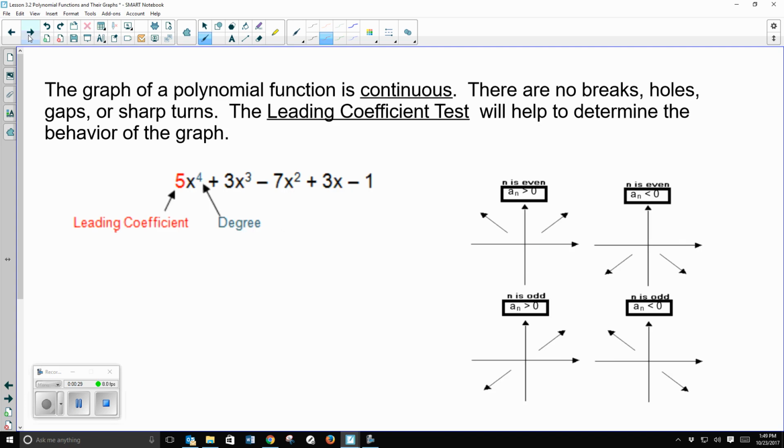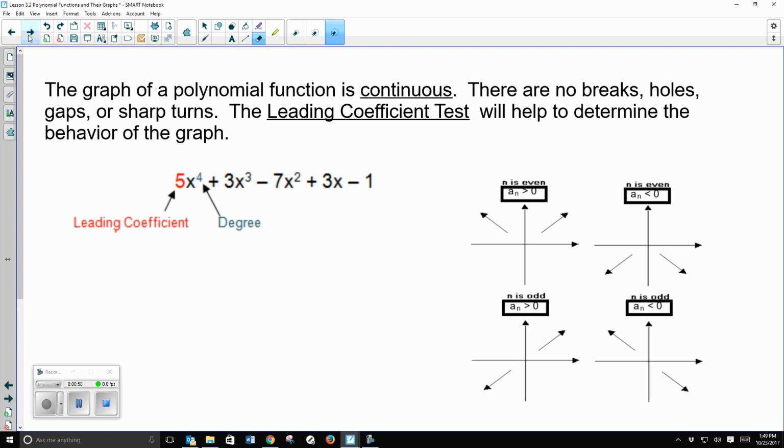The graph of a polynomial function is continuous. There are no holes, breaks, or gaps, just turns. The leading coefficient test will tell you. So here's what I do. Instead of trying to remember this, because this can be a little confusing, I think about what my graph is doing whenever it's y equals x squared, or f of x equals x cubed. If I can remember those two, then that will tell me the beginning and ending behavior of the graph.